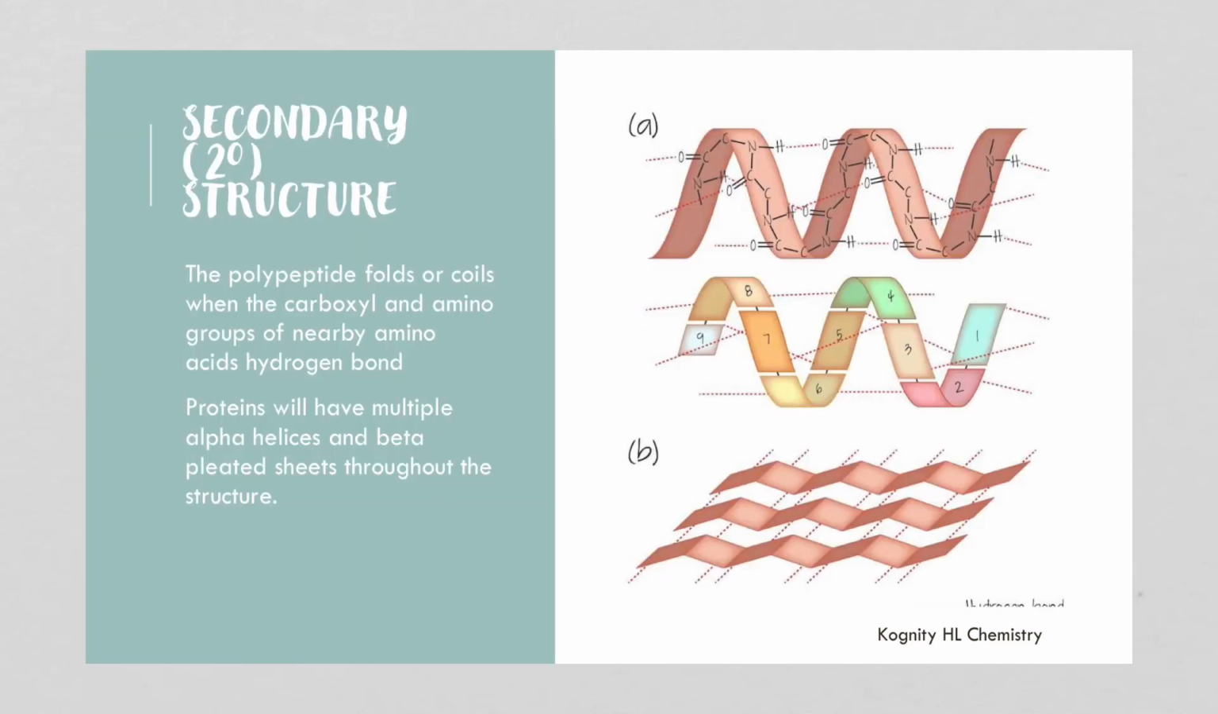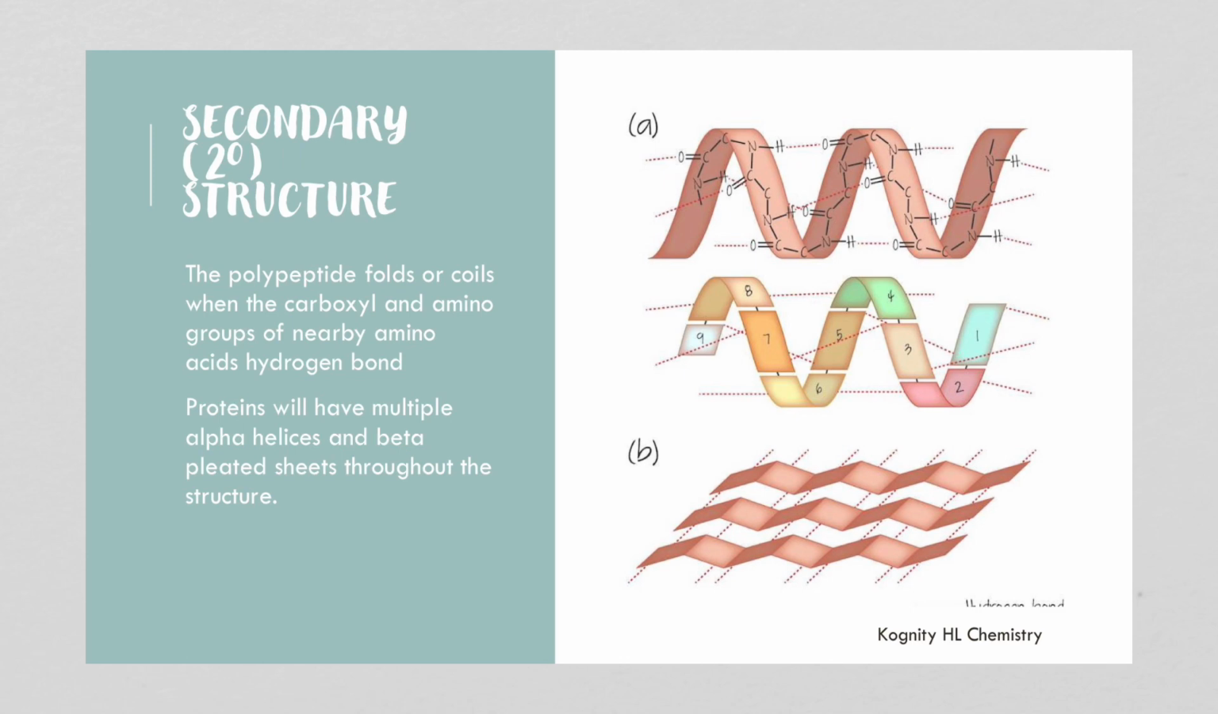So the next stage of protein structure is secondary structure, and that's when the polypeptide will either fold or coil. What's happening is the carboxyl and the amino groups of nearby amino acids will hydrogen bond with each other. So proteins will have multiple alpha helices and beta pleated sheets throughout the structure. It won't be all alpha helix and it won't be all beta pleated sheets. It's going to be a mix of both, and you can recognize them in diagrams. If you see coils, those are alpha helices, and beta sheets will either be represented this way or they may look like just an arrow.